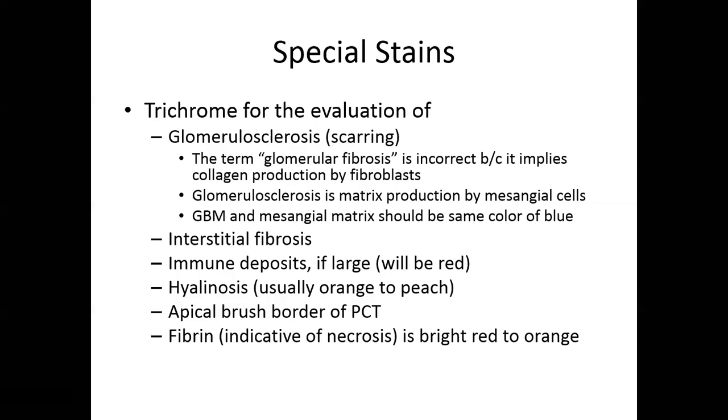And then sometimes in a glomerulus, it's not too frequent, but occasionally we'll see this bright red, orange fibrillary material, and that's indicative of fibrin. And so that tells us that that glomerulus has undergone necrosis. So maybe it's a vasculitis process or a glomerulonephritis, and we have necrosis of the glomeruli.